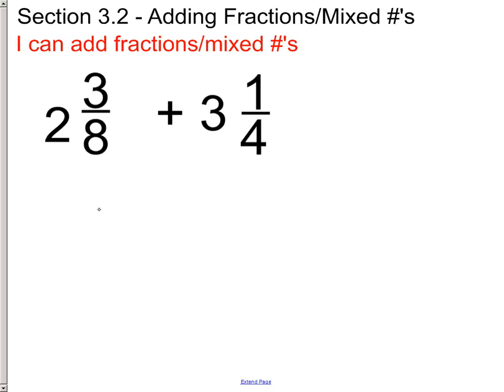I can add fractions and mixed numbers, and quite frankly, if you can add mixed numbers, you can definitely add fractions. The first thing that I would recommend is that if you see a problem like this where it's written horizontally, go ahead and rewrite the problem vertically. And I'm going to do a little trick here to make it a little bit easier for myself. There we go. And so now I can look at this problem just like this.